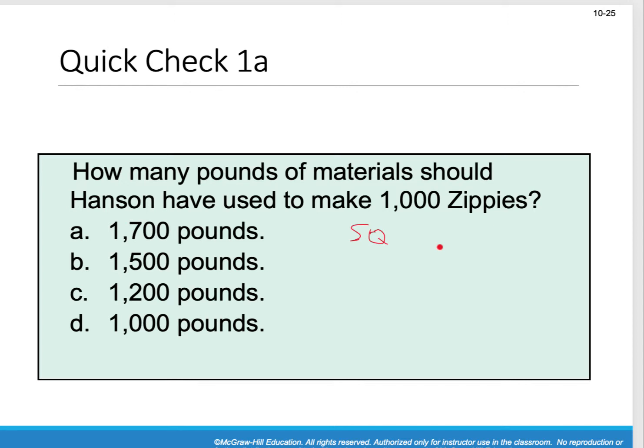When we calculate the standard quantity, it's the amount of material that should have been used at the actual output, right? So we actually made 1,000 Zippies. Our standards say that we should use 1.5 pounds, right? So our answer should be B. Okay.